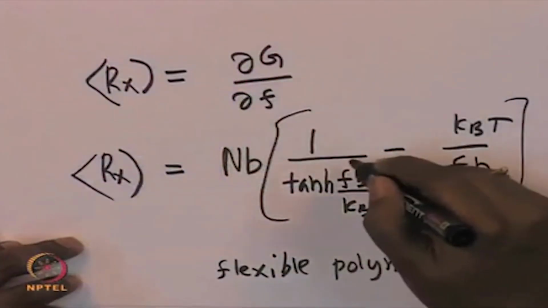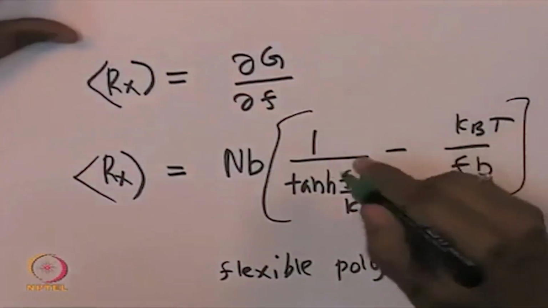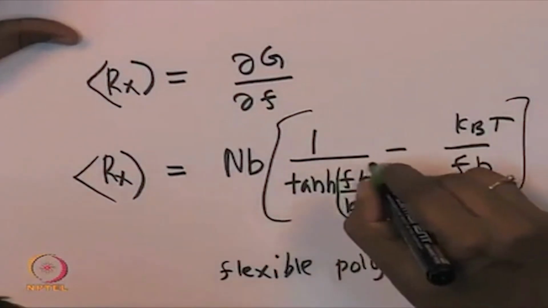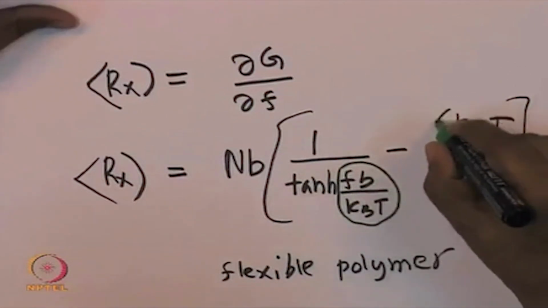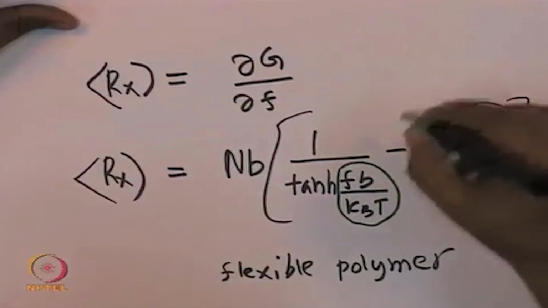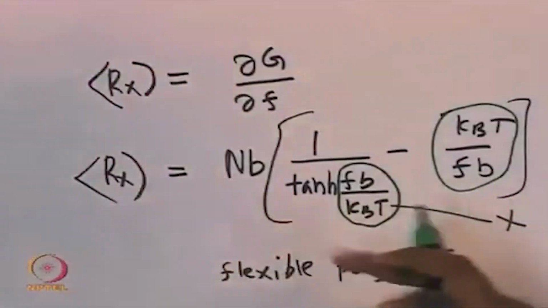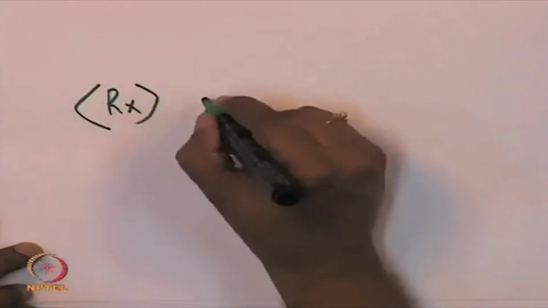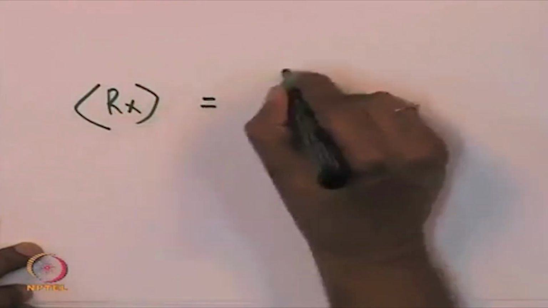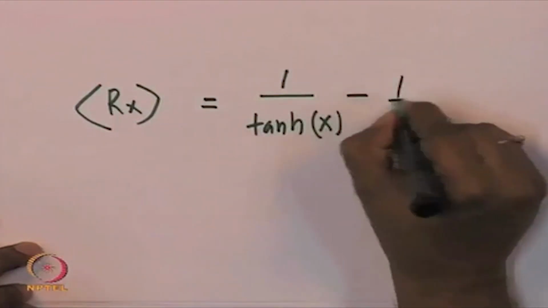If I call f b by k_B T as x, then k_B T by f b will be 1 over x. So, this quantity I call x. If I do this, I can rewrite this R_x average as 1 over tanh(x) minus 1 by x.